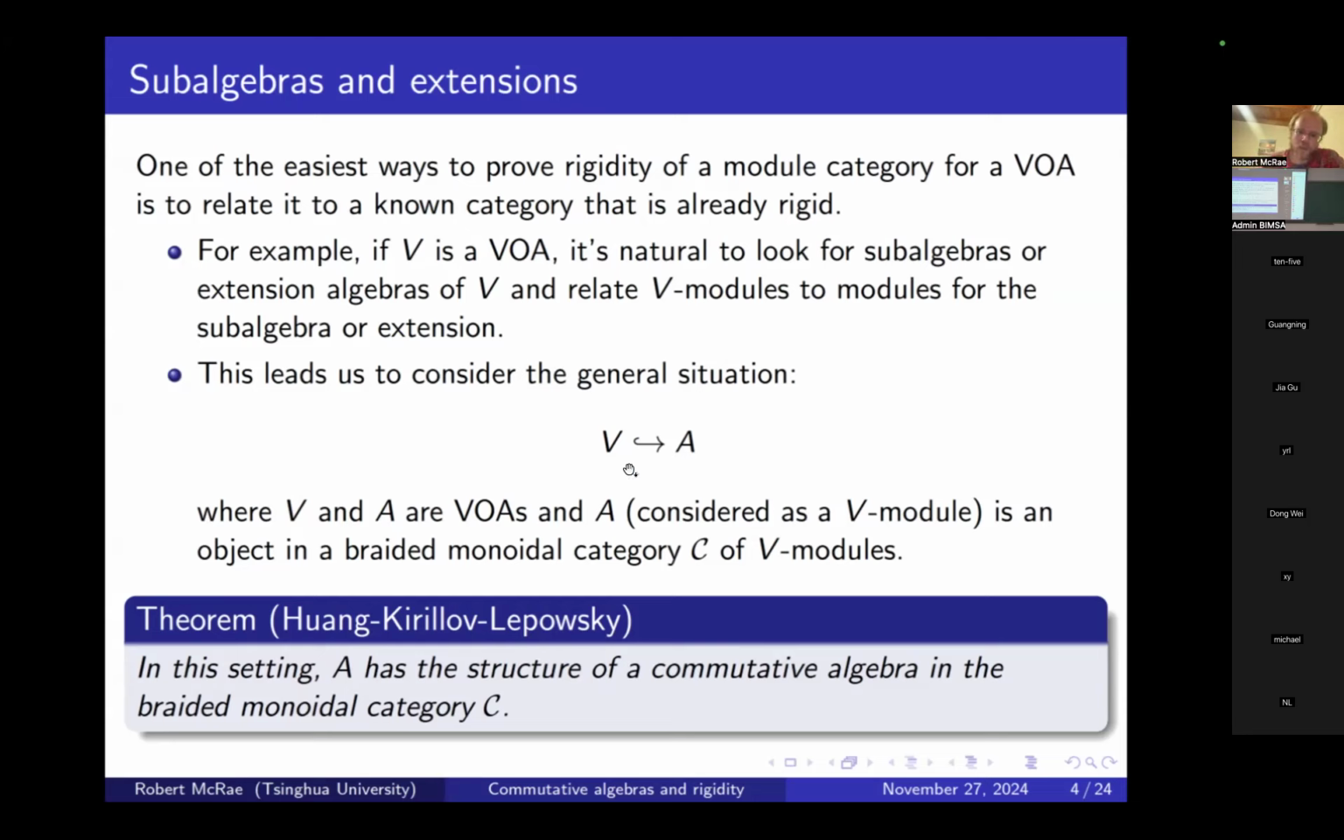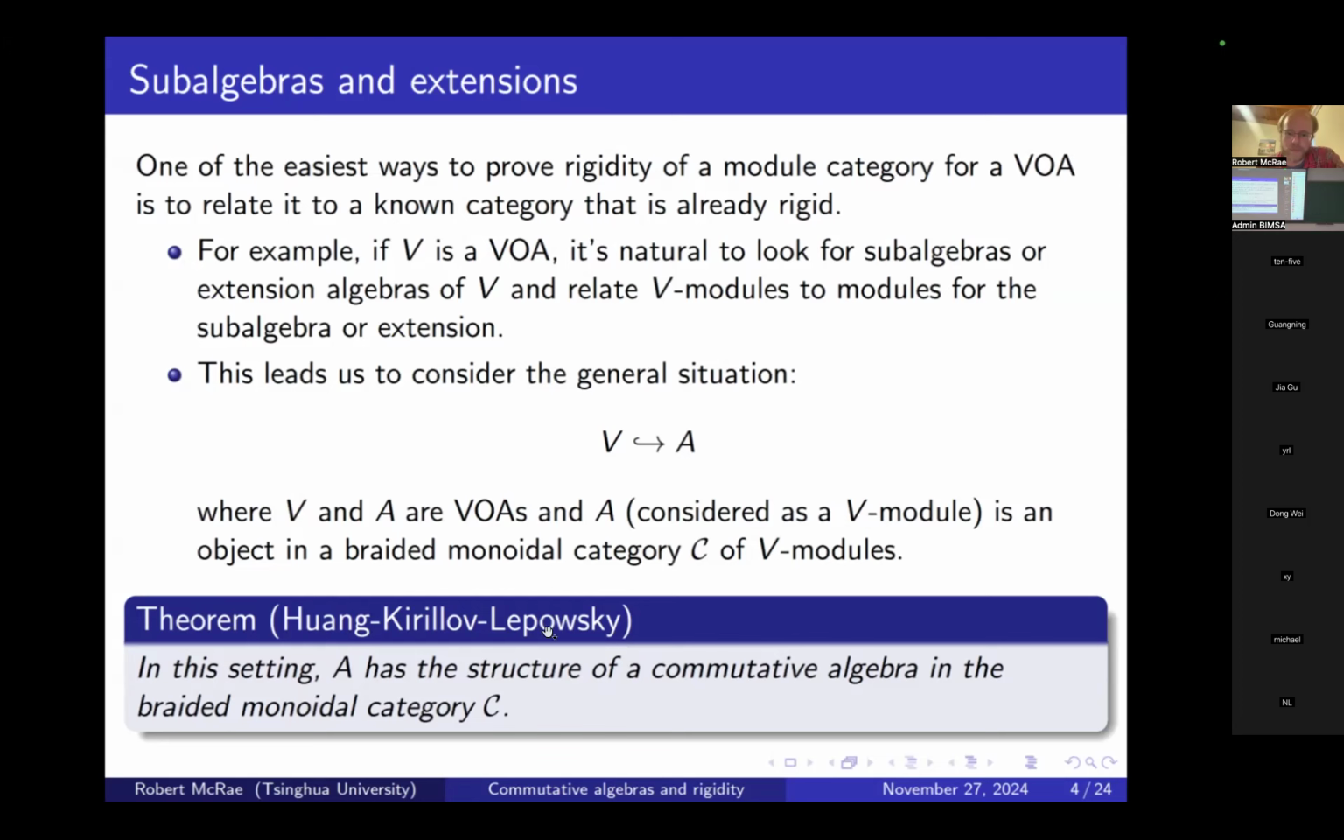So I want to consider this general situation where we have an inclusion of vertex operator algebras. And I want to assume that we are given a braided monoidal category of V modules, which I will call C. And then I want to assume that this algebra A, considered as a module for V, is an object of this category C. So we can start using techniques from tensor categories in this situation because of this theorem of Huang, Krylov, and Lepowsky, which says that A has a structure of a commutative algebra in this braided monoidal category C.